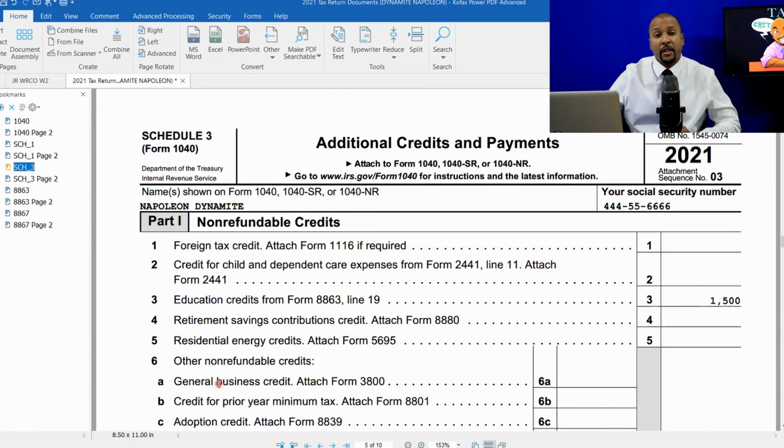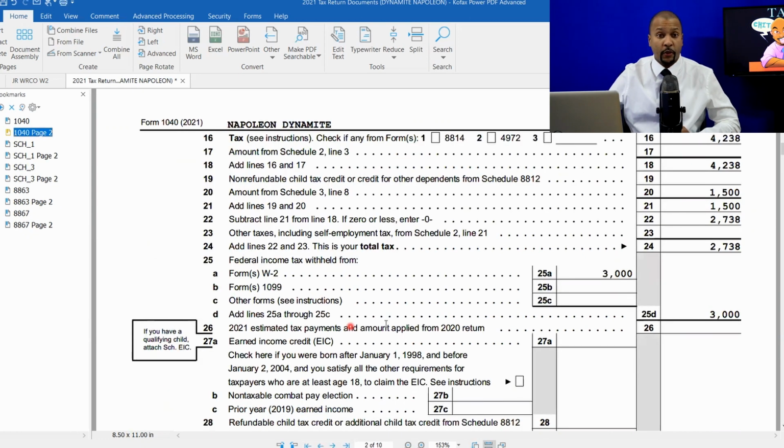So hopping back onto Schedule 3, we can see that $1,500 of it is reported here. And then moving back into page 2 of the Form 1040, we can see that that's listed here on line 20. Now, if you remember from the other video, a credit is a dollar for dollar reduction in tax. So that's going to take his tax down from $4,238 down to $2,738.